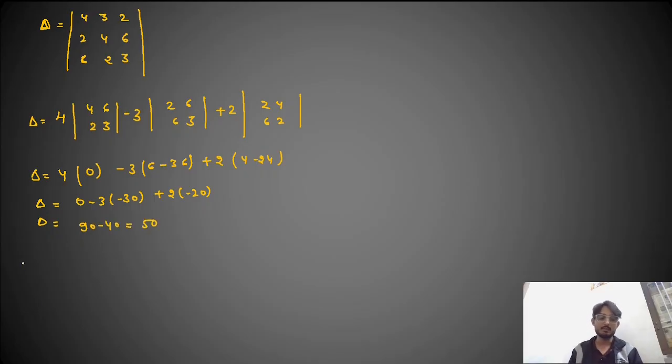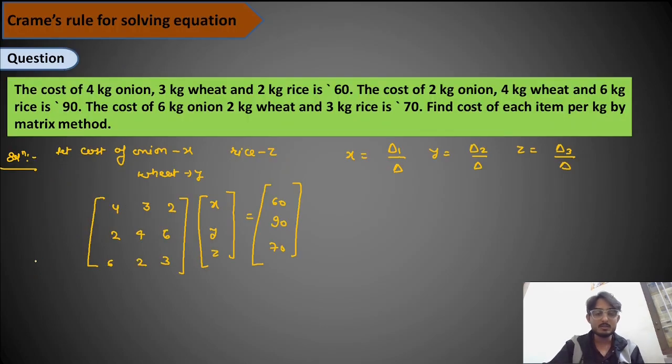Now for finding delta 1, you will replace this first column with this 60 90 70 matrix B. Here is AX equal to B. So when you find delta, this is A. When you find delta 1, you will replace this matrix B with the first column. When you find delta 2, you will replace the second column with this B matrix. And when you find delta 3, you will replace the third column with this matrix.